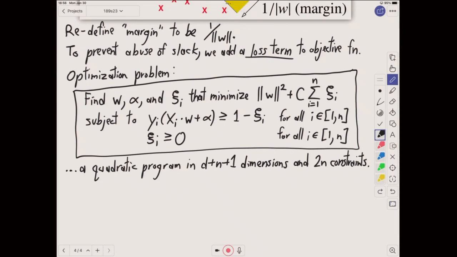Now, when I say it's a quadratic program, what that means is that it has an objective function that is quadratic, with a positive semi-definite Hessian, and its constraints are linear inequalities. If something is like that, we call it a quadratic program.